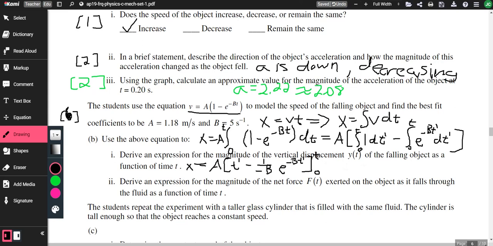I apologize for the fact that I don't really have a whole lot of room. So from here, I can now plug in t and 0. So I get a times t. Since I have minus and then I have a negative down here, that becomes plus 1 over b e to the negative bt. And this is going to be minus, and now I'm going to plug a 0 into all these terms. So minus 0.